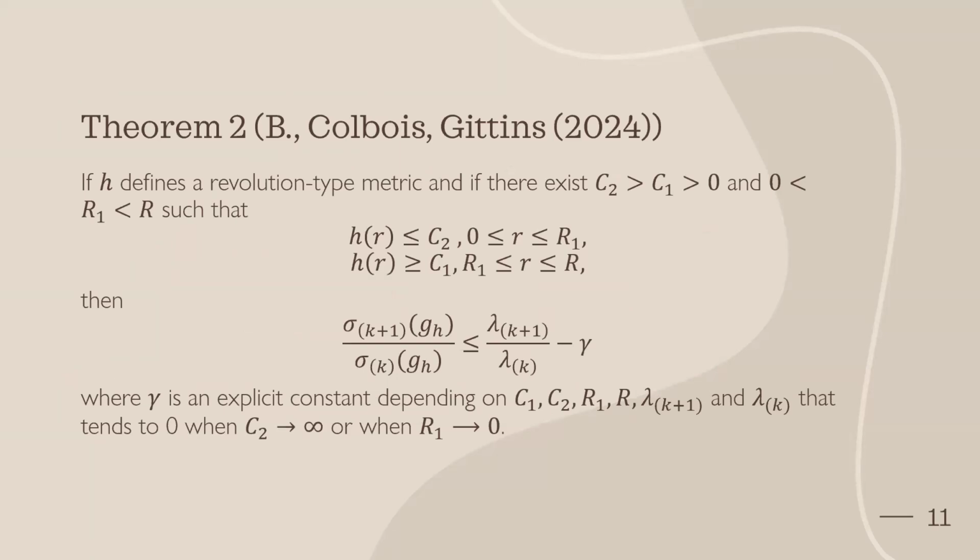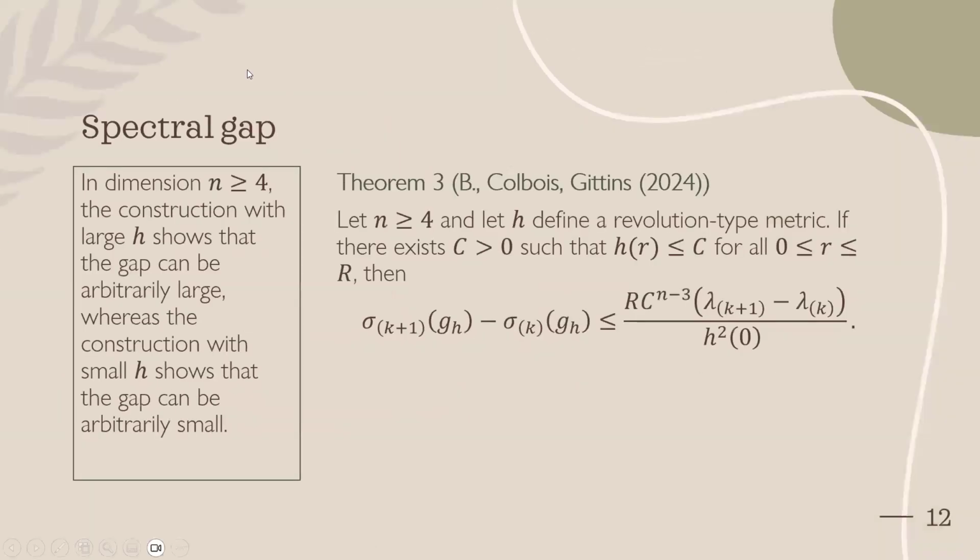I'm going to skip this theorem and maybe go back to it if I have time. So this is what we proved for the spectral ratio. But we were also wondering what happens to the spectral gap if we remove the assumption on the Ricci curvature and on the boundary. With our previous construction to prove the optimality, with our sequence of h epsilon, we prove that if h is really large, then the spectral gap is arbitrarily large, and if we choose h to be very small, then the spectral gap can be arbitrarily small.